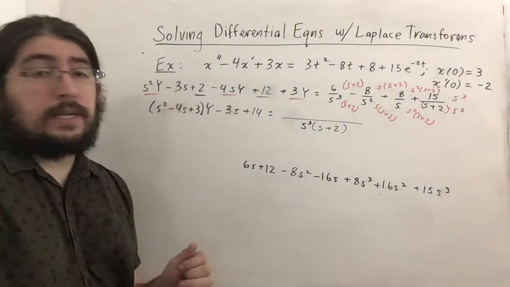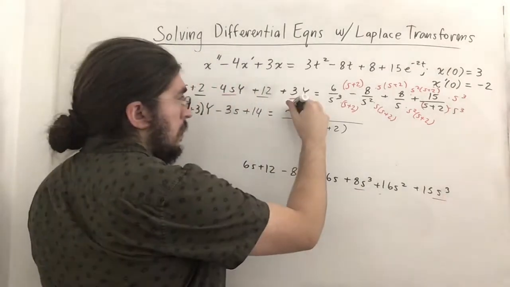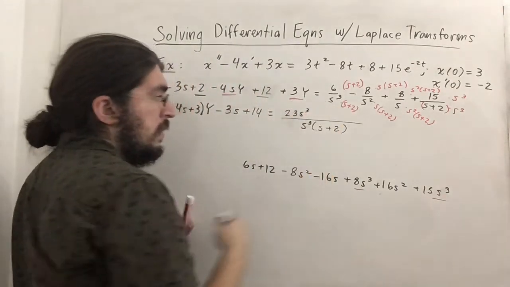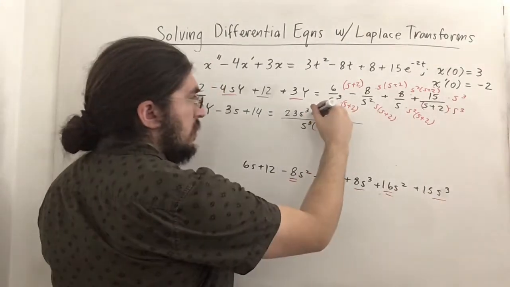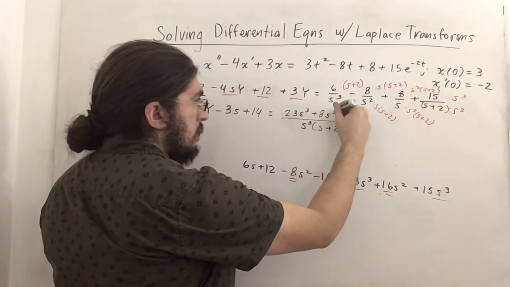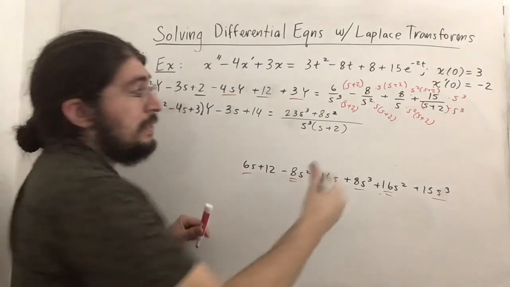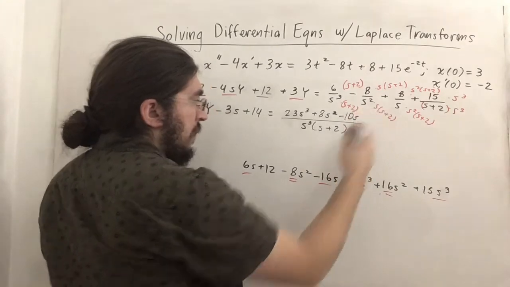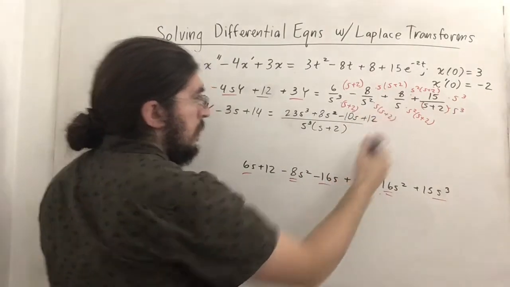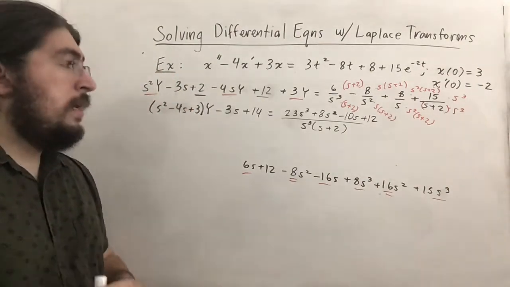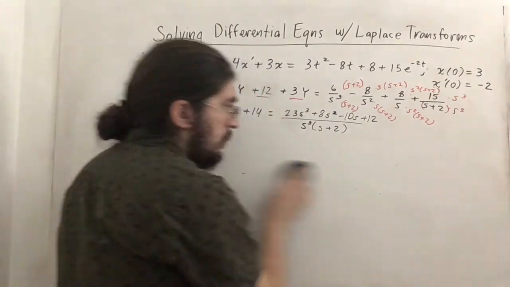And now combining like terms, the s cubes combine to 23s cubed. The s squares combine to positive 8s squared. There we go. And then the s's combine to negative 10s. And then finally, we have this guy, which is just alone, so it's plus 12. Perfect. So now the next and final step here is to solve for y.